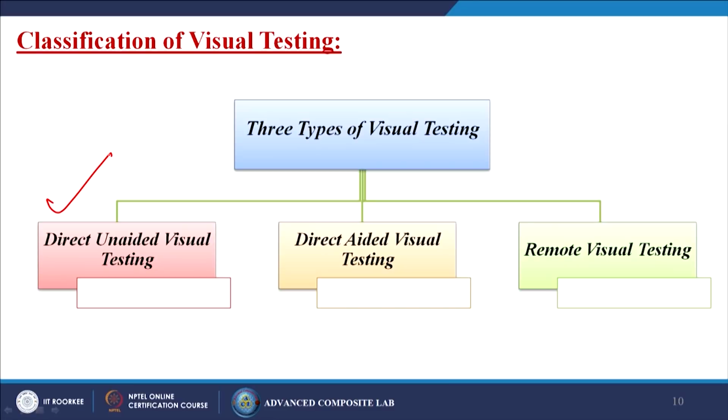Now, there are three distinct classifications of visual testing. Number one is called direct unaided visual testing, the second one is direct aided visual testing, and the third one is remote visual testing.